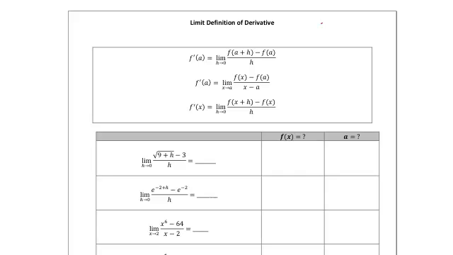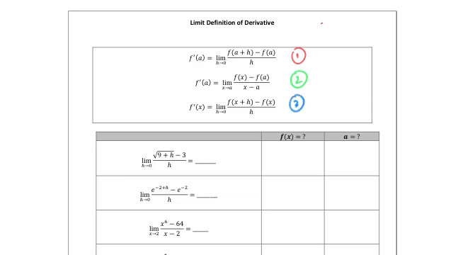Hi everyone, I want to make a quick video about this type of problem where we use the definition of a derivative to solve a limit problem. So we have three formulas here. We'll just call them number 1, number 2, and number 3.